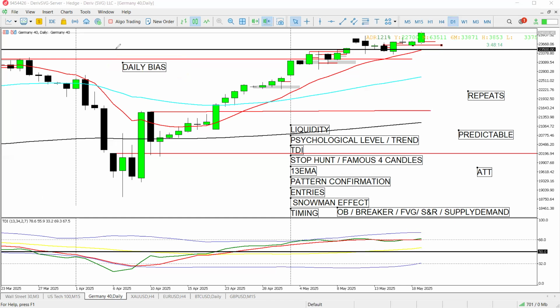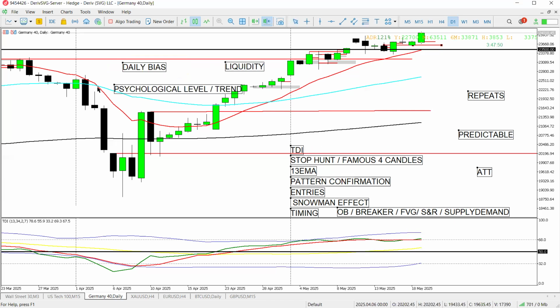So the first thing I focus on is my daily bias, and I also want to check if there is any level of liquidity which is going to be my point of interest. Before I take my trade or look for a setup, I need to locate any liquidity, or if any liquidity has been taken. Then I also need to check my psychological level, and I also need to check if my market is trending.